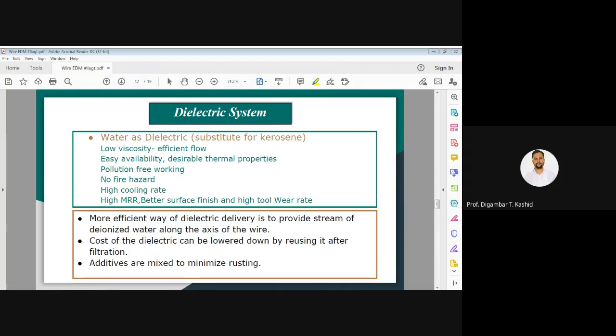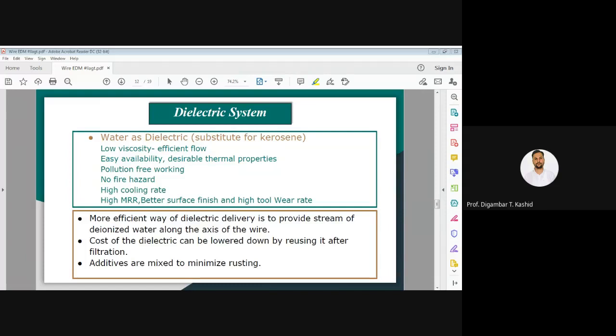Again, we should select a dielectric fluid that is more efficient. For the delivery of this dielectric fluid, we should have a good or more efficient way of delivery. That means we should have a system which will provide a stream of deionized water along the axis of the wire. Again, the cost of dielectric can be lowered by reusing it after filtration, because if you use the dielectric once, then some debris or crater particles may get into the used dielectric fluid. So after filtration, you can remove that and you can reuse it.